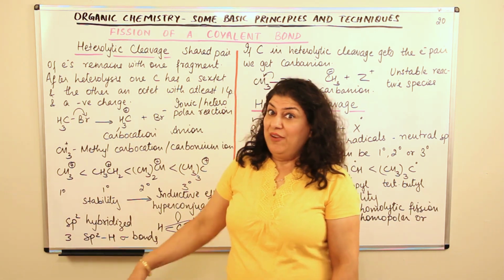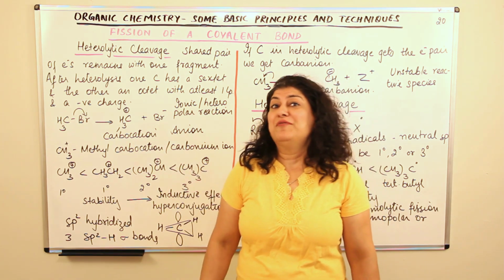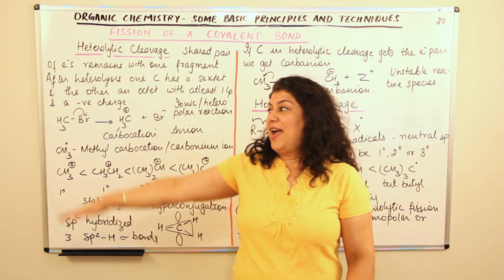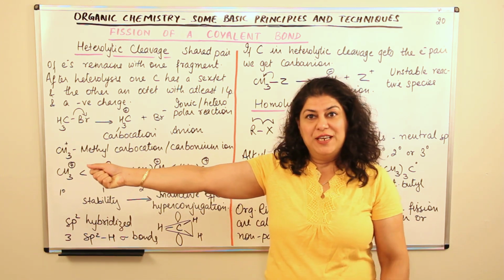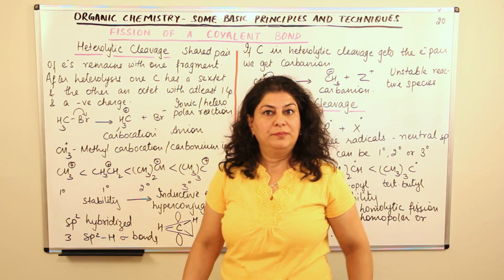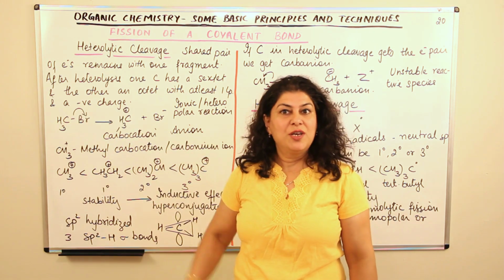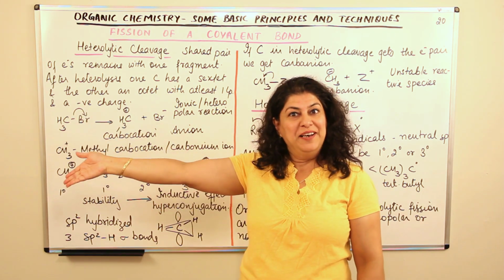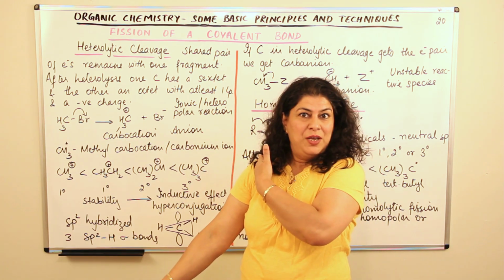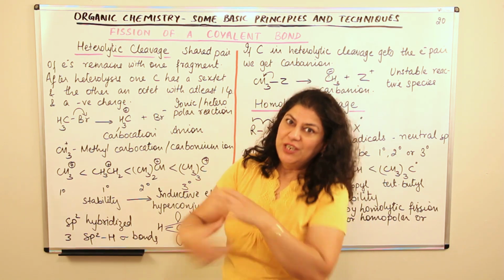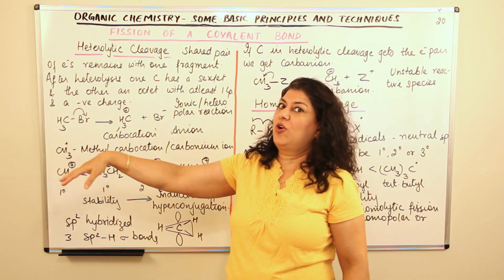But let us say that friend of mine was stronger, and the breaking of the bond was taking place, and she pulled away my arm. Now she has two arms, her own and mine, and I am left with one arm less. So I am deficient in an arm while she has got an extra arm.